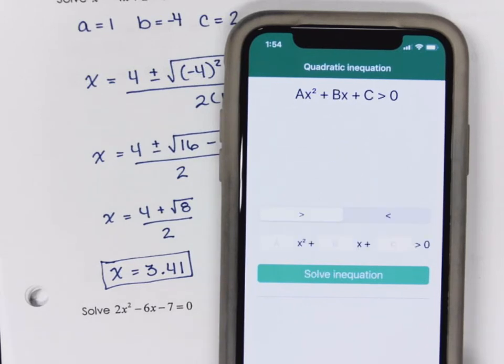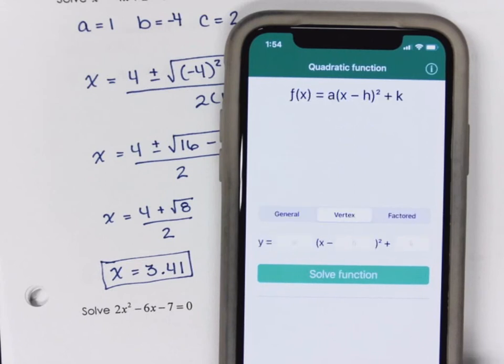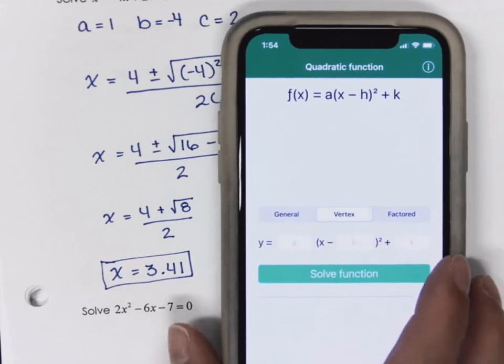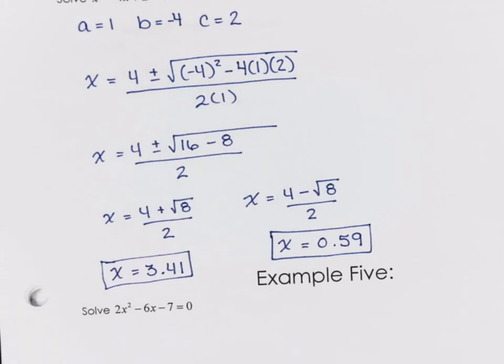So it's kind of a nice option. Like you can do inequalities in it if you want. You can do different functions. You can have it do the vertex and solve the function. If it's in vertex form, it does all the math. It shows you the answer. It doesn't show you the math to go with it. So I like it for solving quadratic equations is what I like it for.